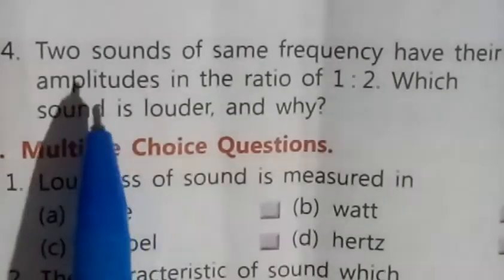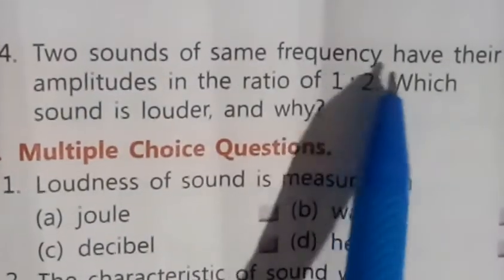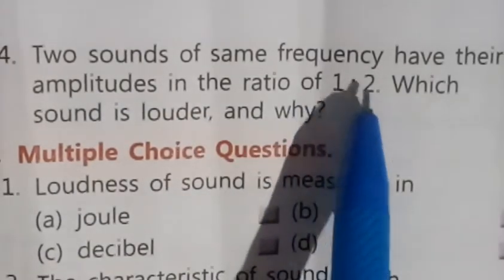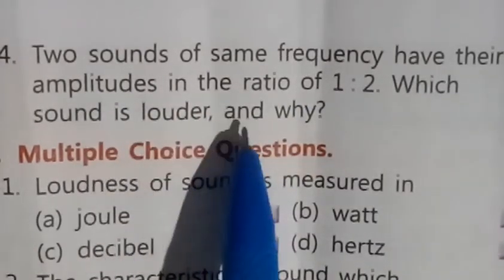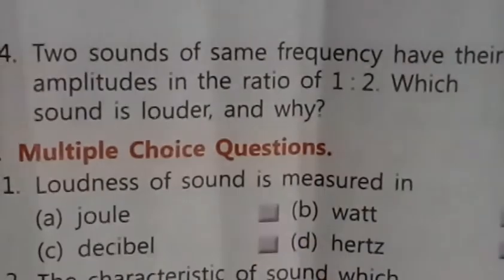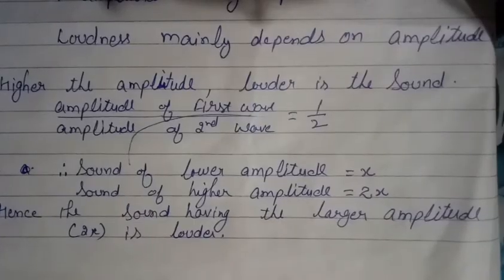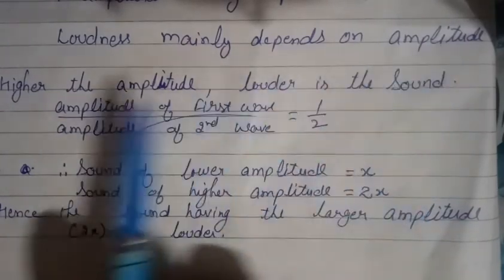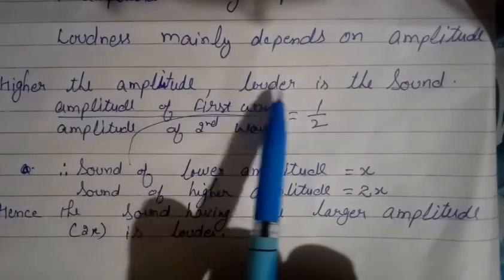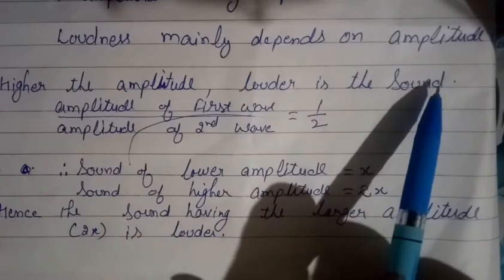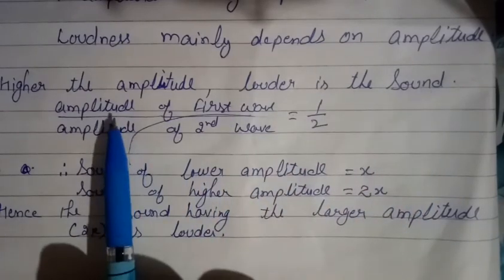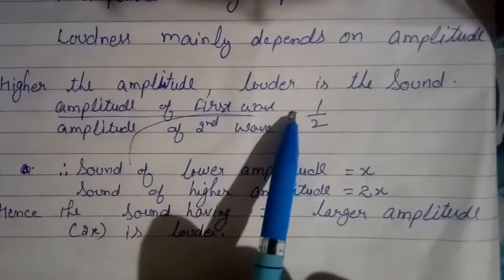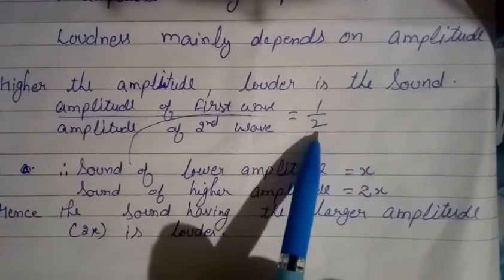So in numerical number 4, two sounds of the same frequency have their amplitudes in the ratio of 1:2. Which sound is louder and why? So as we know, loudness mainly depends on amplitude, that is, the higher the amplitude, the louder the sound. So what is given in the numerical? Amplitude of the first wave divided by amplitude of the second wave is equal to 1/2.